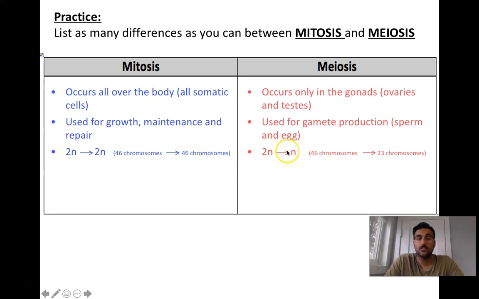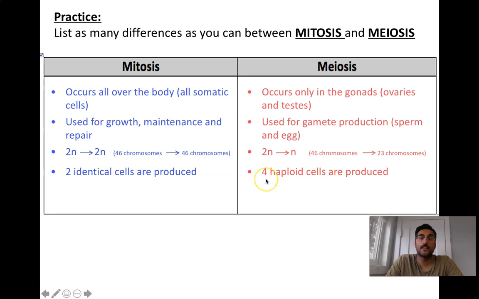But in meiosis, it's called reduction division. You started off with a diploid somatic cell, and you ended with a haploid gamete. So you went from 46 chromosomes to having half the genetic information, only 23 chromosomes. In mitosis, the 2 identical cells are the products. And in meiosis, 4 haploid cells are produced, and they are not identical to the parent, the original cell.